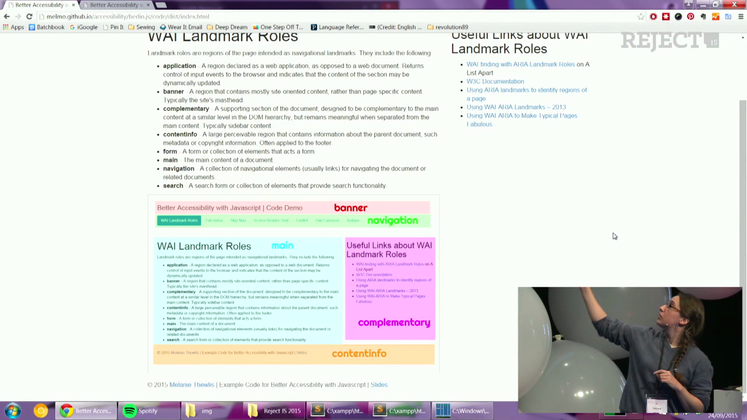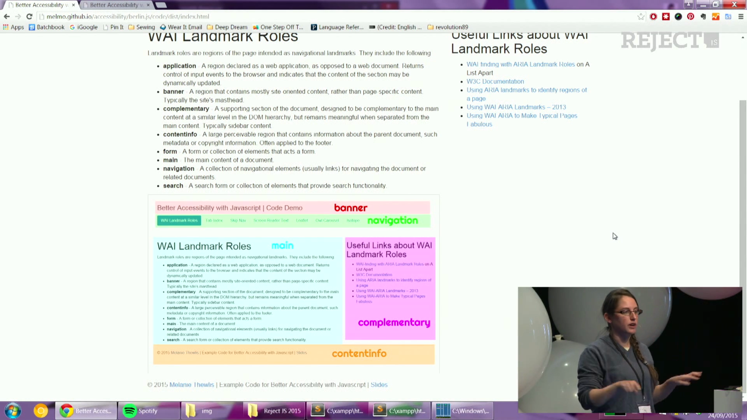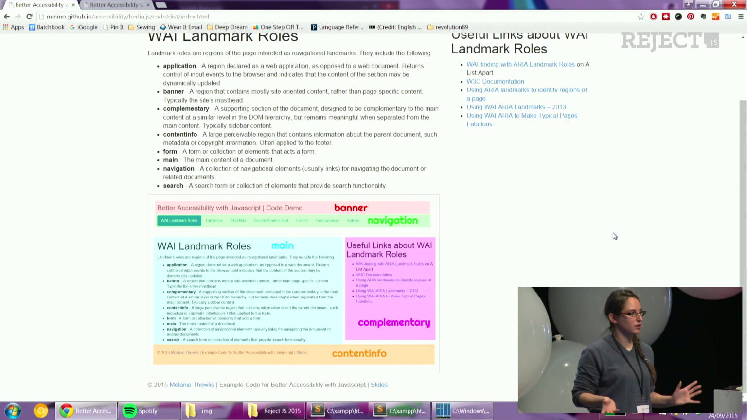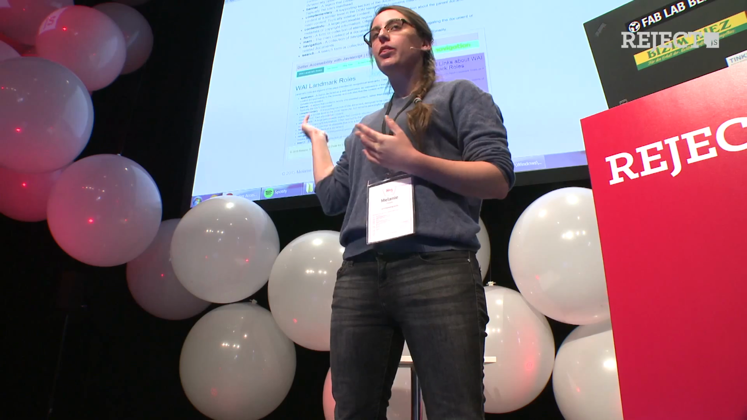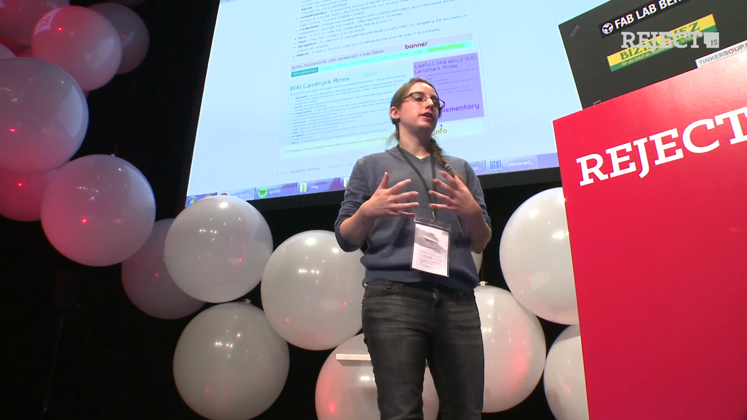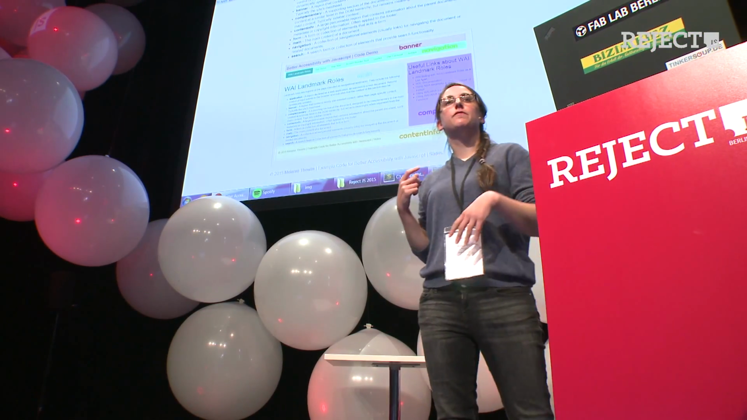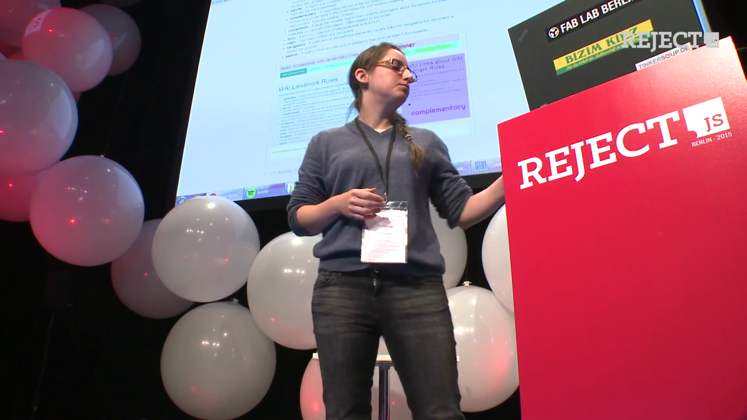Using these landmark roles, which are just attributes that you put on the containing div or the containing section or whatever your wonderful HTML5 semantic container is, you're basically just marking up the page like this. Very straightforward, very easy to do. And if you're already using these HTML5 semantic elements, then this meshes really well with that.